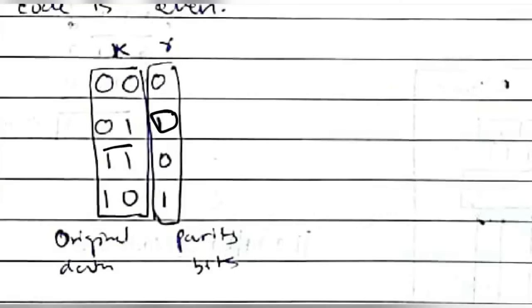In the third case, 1 and 1, two ones are there, the total number of ones is even, so we'll add here 0. In the previous case, we added 1 to make the total number of ones even. In this way, the parity bit will be generated by a generator.